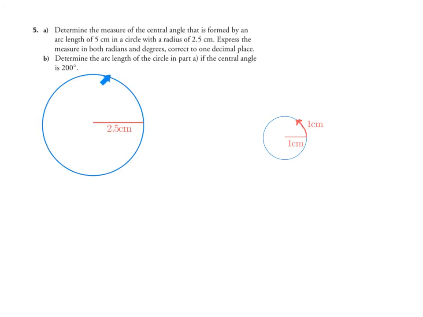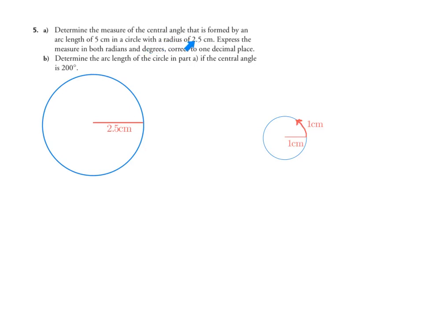So this length is 2.5 times pi, but the angle is still pi because the angle isn't based on the length of this arc. No matter what size the circle is, the angle is based on the length of the arc if it's a circle with 1 centimeter or 1 whatever measurement around. So now they're trying to trick us.